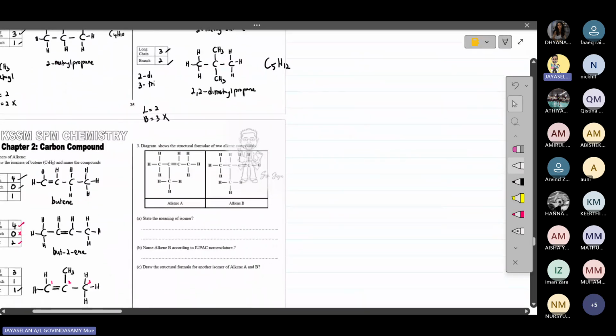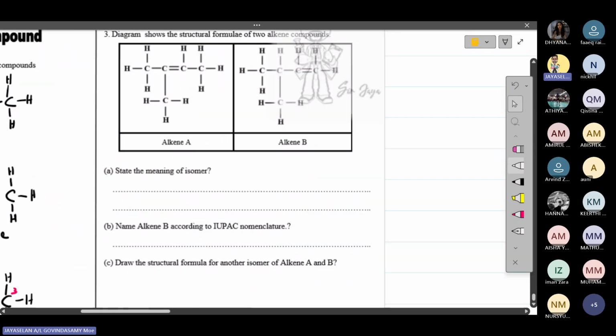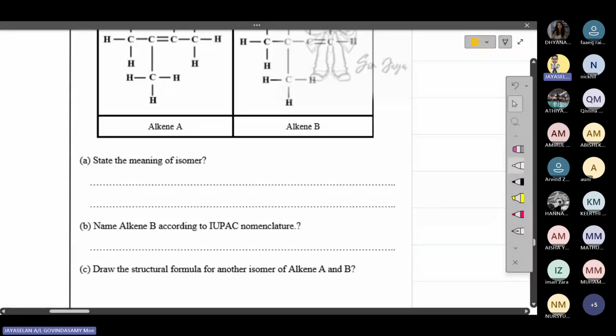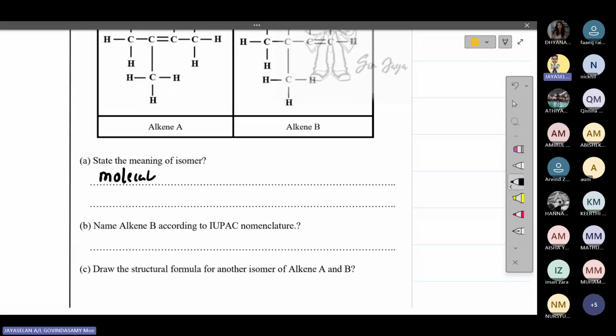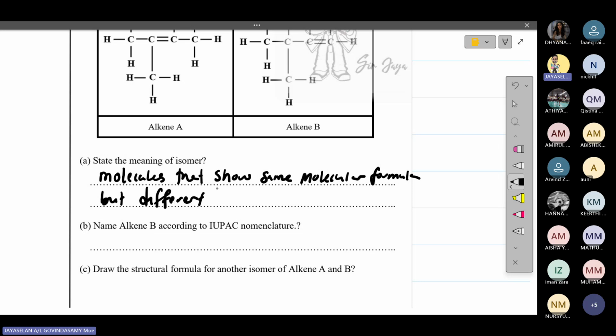Okay, so masa pun dah ni. Okay, I discuss this question. State the meaning of isomer. Very simple definition. So you put: molecules that show the same molecular formula, but different structural formula. You already score 1 mark.